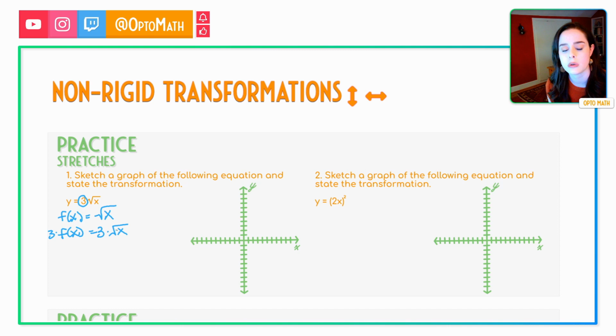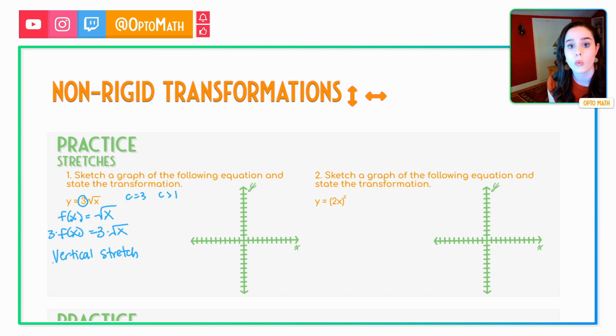So this is a good notation for how we talked about this in our notes. So that's why I wanted to show it to you this way. So it's on the outside, it's multiplied by f of x, which is like our y. So it's going to be affecting our y. It's going to be something vertical. Now 3 is our c, and c is greater than 1. So this is going to be a vertical stretch. That means all of our y values will get multiplied by 3. Okay, so we can first of all say vertical stretch.